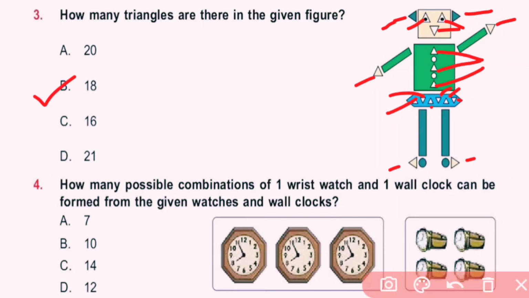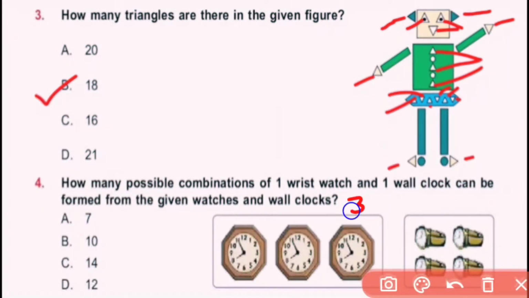Question number 4. How many possible combination of one wristwatch and one wall clock can be formed from the given watches and wall clocks? There are 3 wall clock and 4 wristwatch. To calculate the possible combination, we have to multiply 3 into 4, which gives 12. D is the right answer.